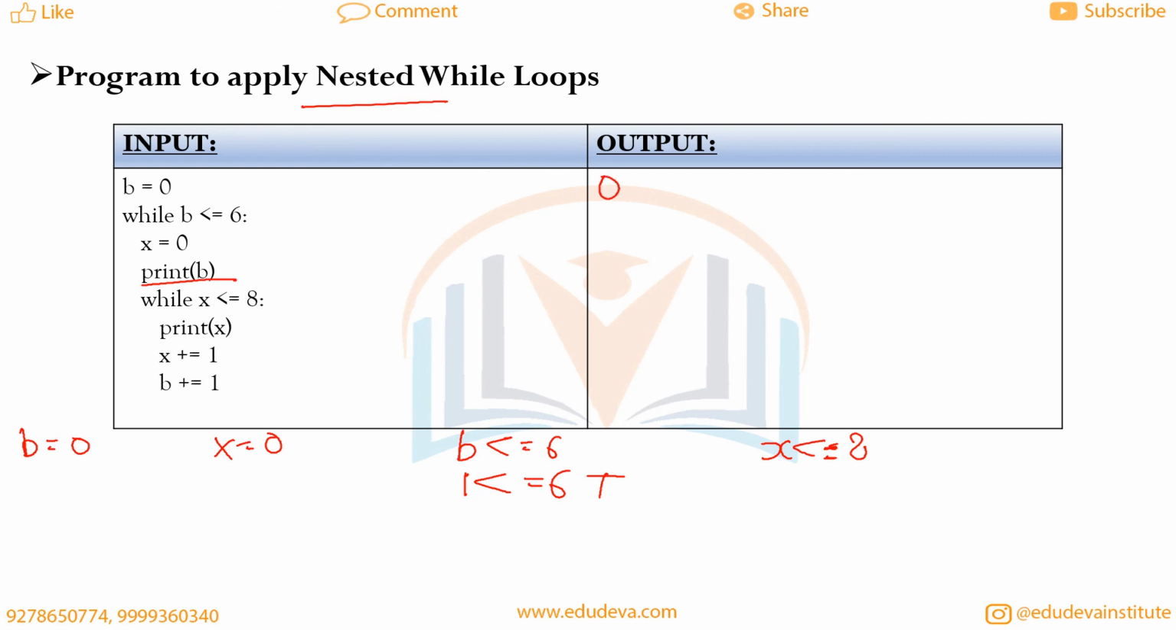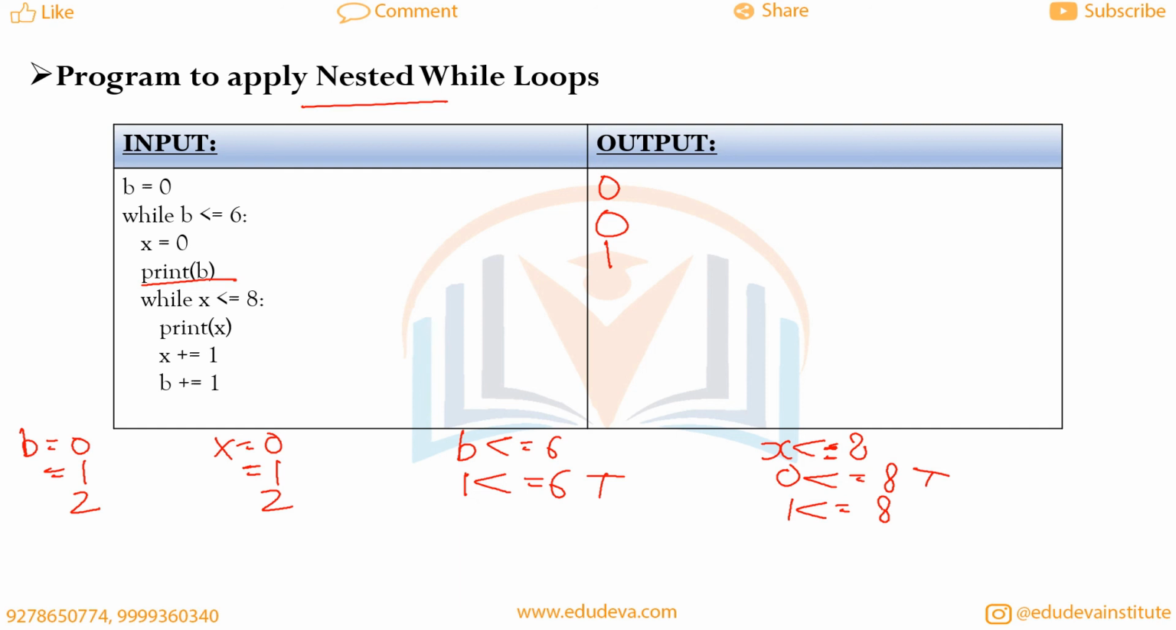Now the second while loop: 0 is less than or equal to 8. Yes, it is true. So we will print the value of x, which is 0. Now the new value of x will be 1 and the new value of b will also be 1, because both values are getting incremented by 1. Now we will continue with the second while loop and check that 1 is less than or equal to 8. Yes, it is. So it will print 1 in the output. Now the new value of x will be 2 and the new value of b will be 2.